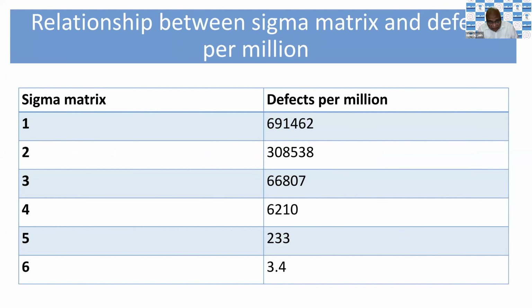Before proceeding further, we should have an idea. Suppose we are working at 6 sigma level. That means there is possibility of only 3.4 errors out of 1 million possibility. If we are working at 5 sigma, then there is possibility of 233 errors out of 1 million. And same is true for 4 sigma, 3 sigma, 2 sigma, and 1 sigma.